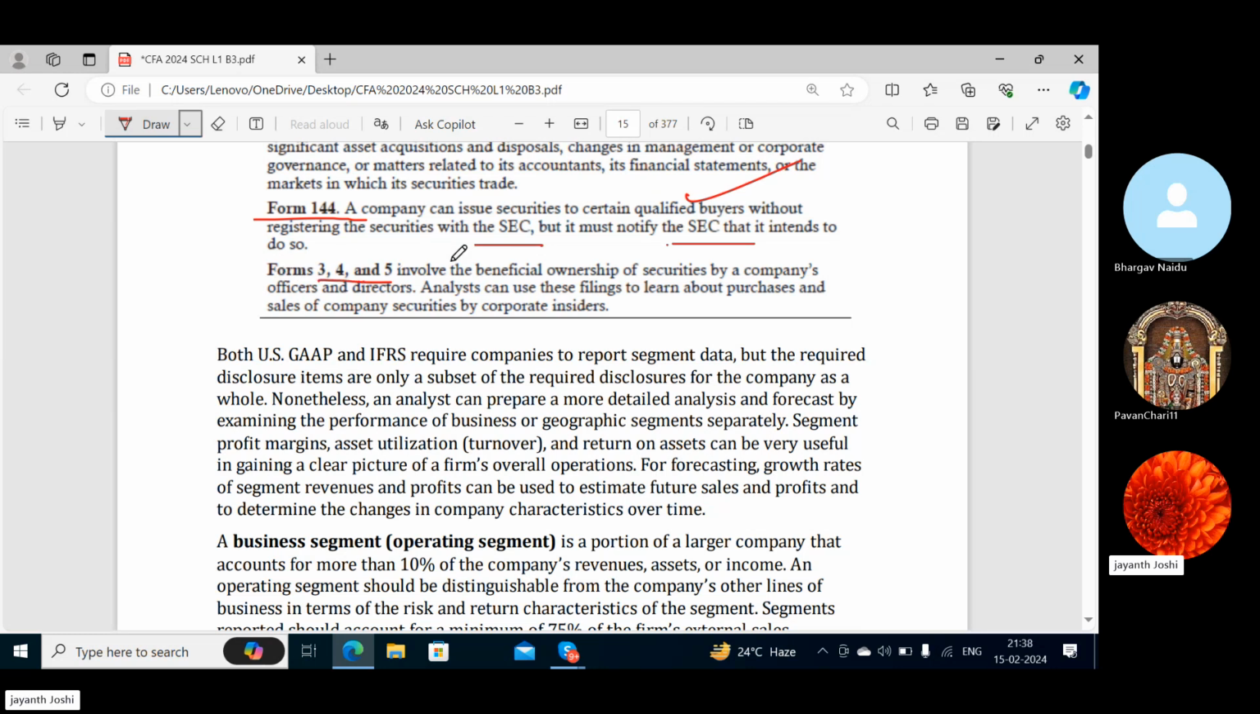Form 3, 4, and 5 involve the beneficial ownership of securities by a company's officers and directors. So there are some officers and directors in the company who can have certain ownership of some securities. They can hold some securities. Analysts can use these filings to learn about purchases and sales of company securities by corporate insiders. Many people would like to know how many stocks of the companies are held by the company's employees.